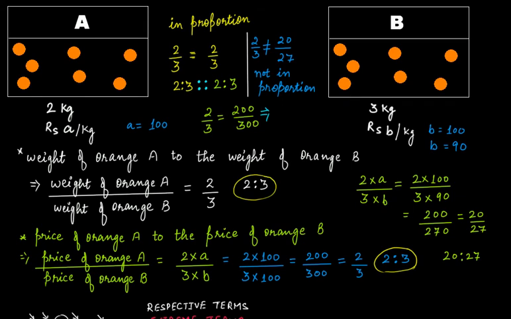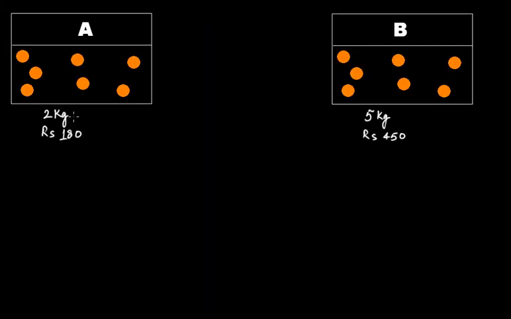Simply put, like we discussed, find the ratio of the weights and then find the ratio of the prices. If these two ratios are equal, that means they are in proportion. At that time, it means yes, the prices are the same. So let's begin.